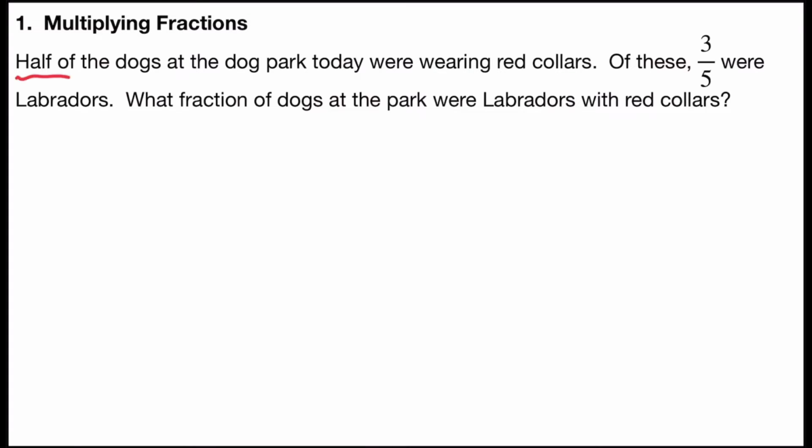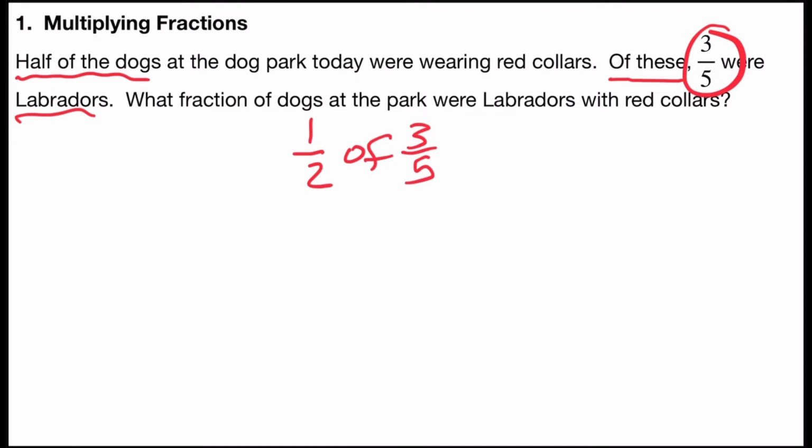So we know that half of the dogs were wearing red collars, and it says of these, 3/5 were Labradors. So we need to find 1/2 of the 3/5. So half the dogs at the park, and then the 3/5 that were labs. Of means multiply, so we're going to take 1/2 and multiply it by 3/5.